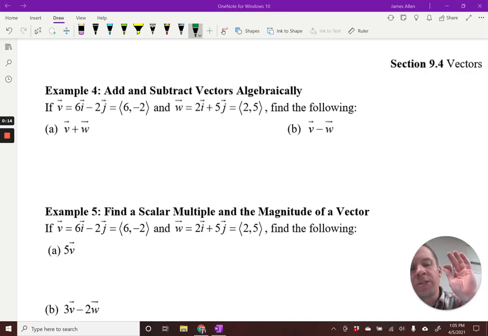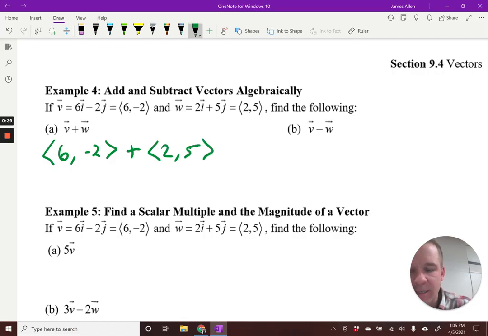All right. So, algebraically adding and subtracting vectors. I think a lot of you might enjoy this method a little bit more than the graphical approach, but who knows. With these, we're just adding our x and y components, or our i and j components, together. So if I write this one out, <6, -2> plus, since w is <2, 5>, we got that next. Now I'm just going to add the 6 and 2 together to get 8, and -2 and 5 together to get 3. Pretty straightforward. Nothing crazy.